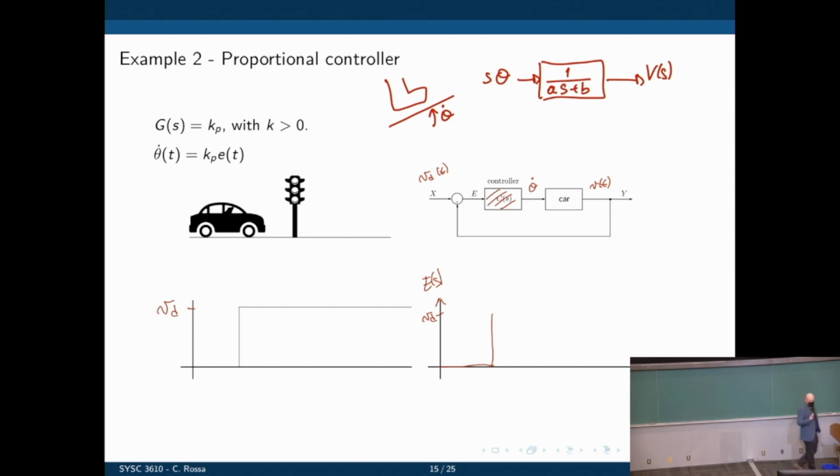And now, what does that mean? It means that the error theta dot, the speed of the throttle, is to be increased. We are pressing on the throttle, and the car will start to speed. So we start to move. The speed will start to increase, and as a consequence, the speed of the throttle will start to decrease.